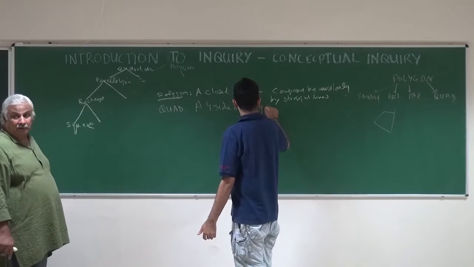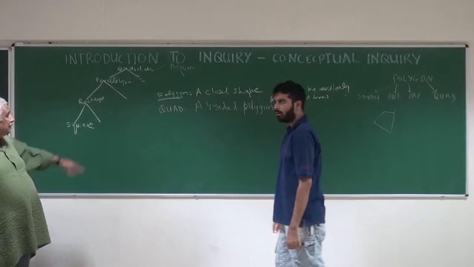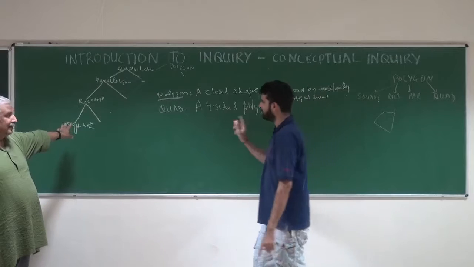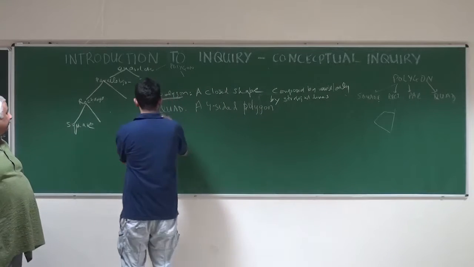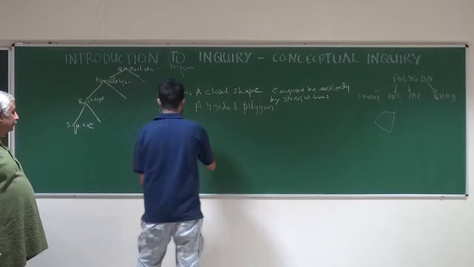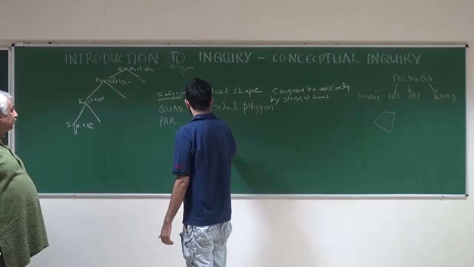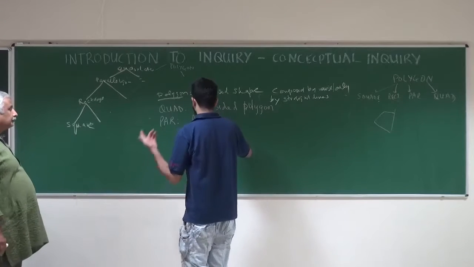What about the definition of a quadrilateral in that system? No, let's do this first. This one's easy. A parallelogram is a quadrilateral. What kind of quadrilateral is it? With opposite sides parallel.